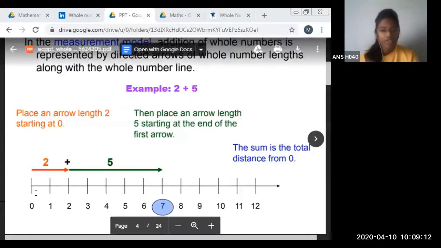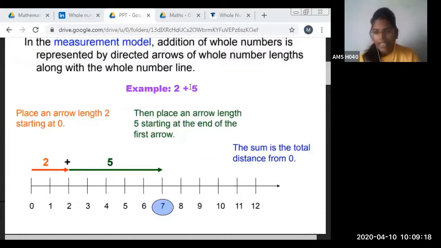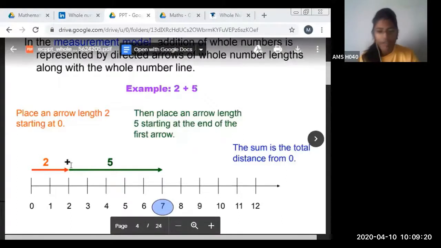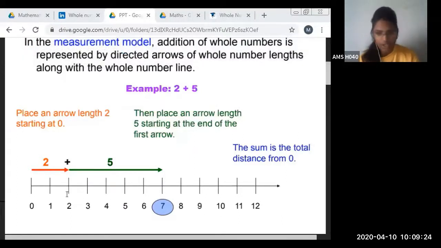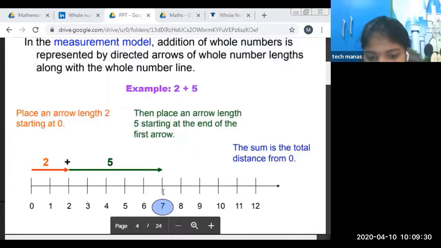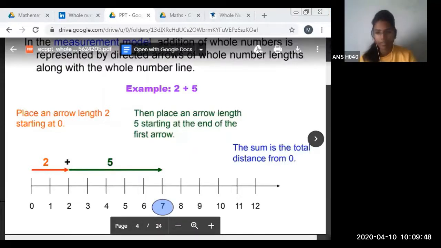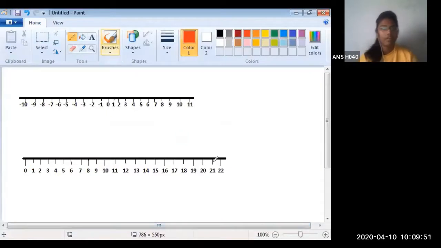In that number line, they have said to find 2 plus 5. First we have to take the 2. So from 0 to 2, you have taken 2. Then they said plus 5. From 2, you should take 5 numbers. Understood? So from 2: 1, 2, 3, 4, 5. So this is your final answer. Did you get it? How to do the number line? I have given a number line.